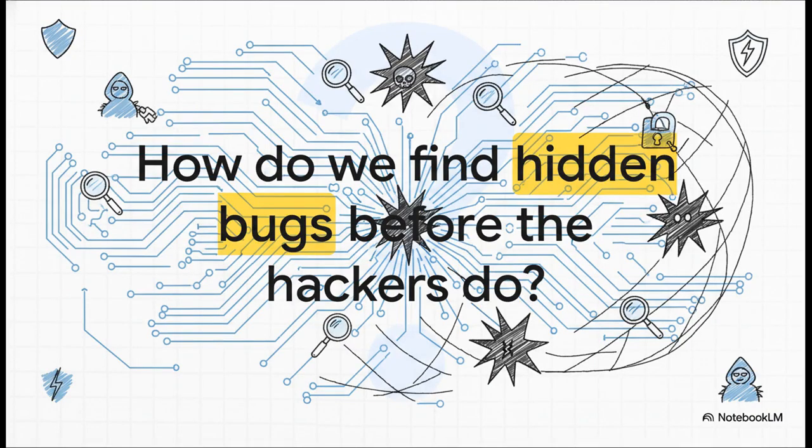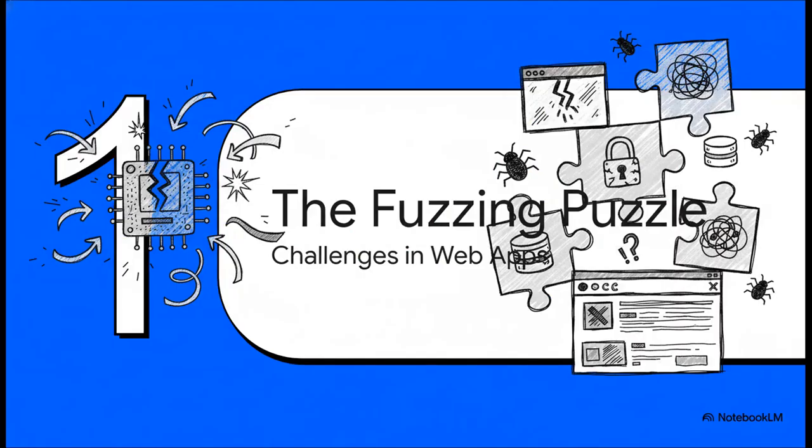Which brings us to the big, crucial question, right? With millions upon millions of lines of code powering all these sites, how on earth are developers supposed to find every single hidden flaw? I mean, how do you even begin to test something so complex, so widespread before it's too late?